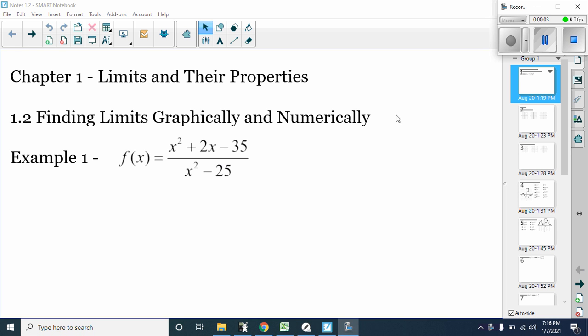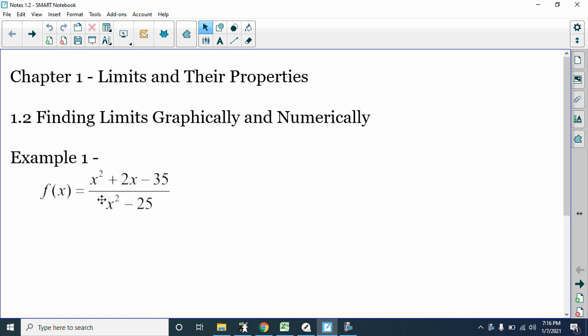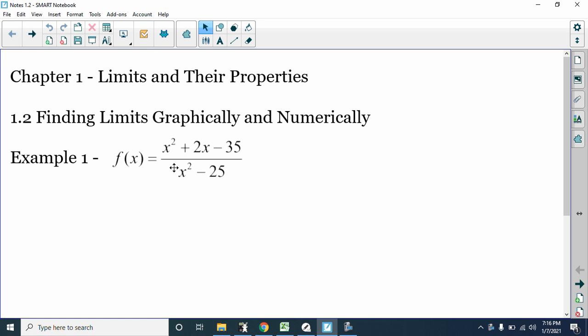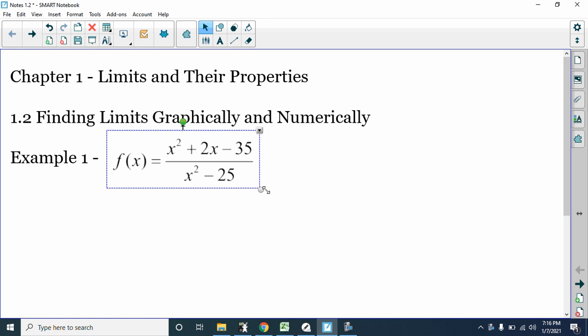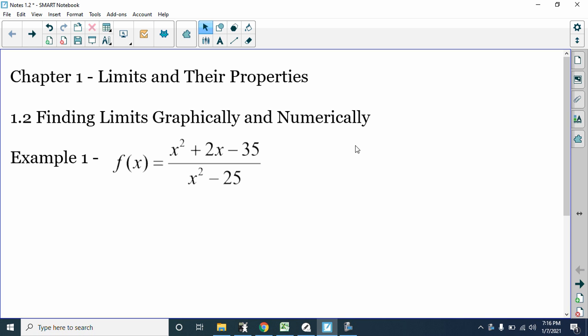The short notes from section 1.2, which is on finding limits graphically and numerically. We're really going to focus on how to find the limit graphically. Example 1 is kind of an introduction to what a limit is. It gives us f of x equals x squared plus 2x minus 35 over x squared minus 25.